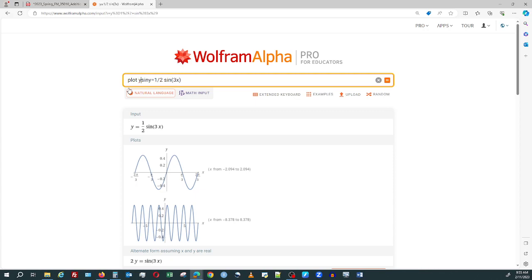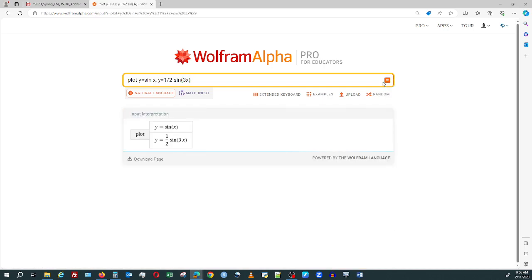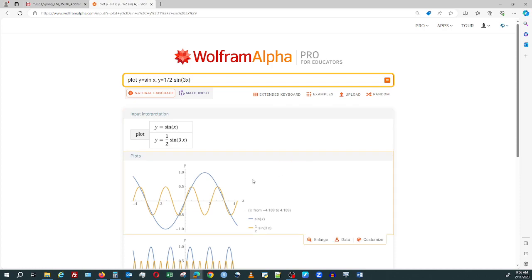Or we can do it again. Y equals sine x. And then we put a comma. And that's the beauty of comparison. We're able to use comparison, so that allows us to check what's happening. So we've got our periods. There's our pi. There's our original one, the blue one. And then we've got our 1/2 sine 3x. That's the same thing there. That's a very interesting way to do it.